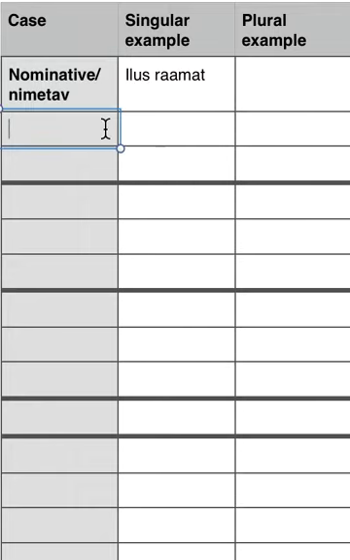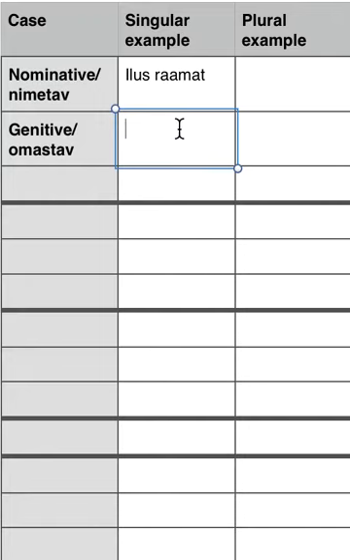So we're going to be moving on to genitive, which is the second one. In Estonian, this is omastav. As I said, nominative will be the basis for all other cases, which means we can write out the word ilus raamat. But we're going to be having to add some letters to this to make it genitive, because right now it's nominative. So what we're going to be doing is add a vowel to the word.